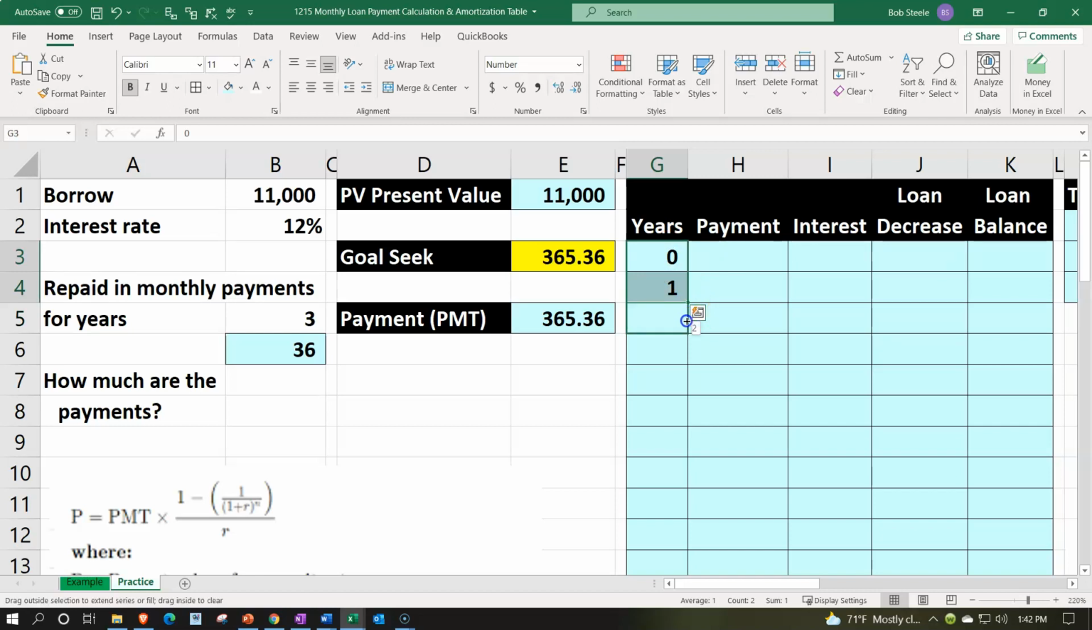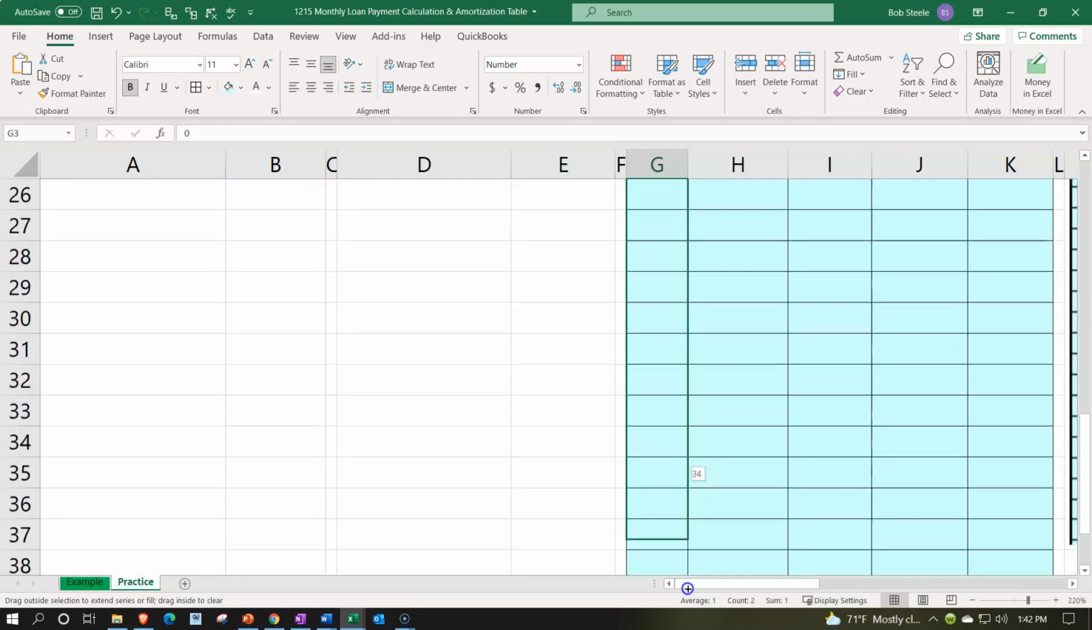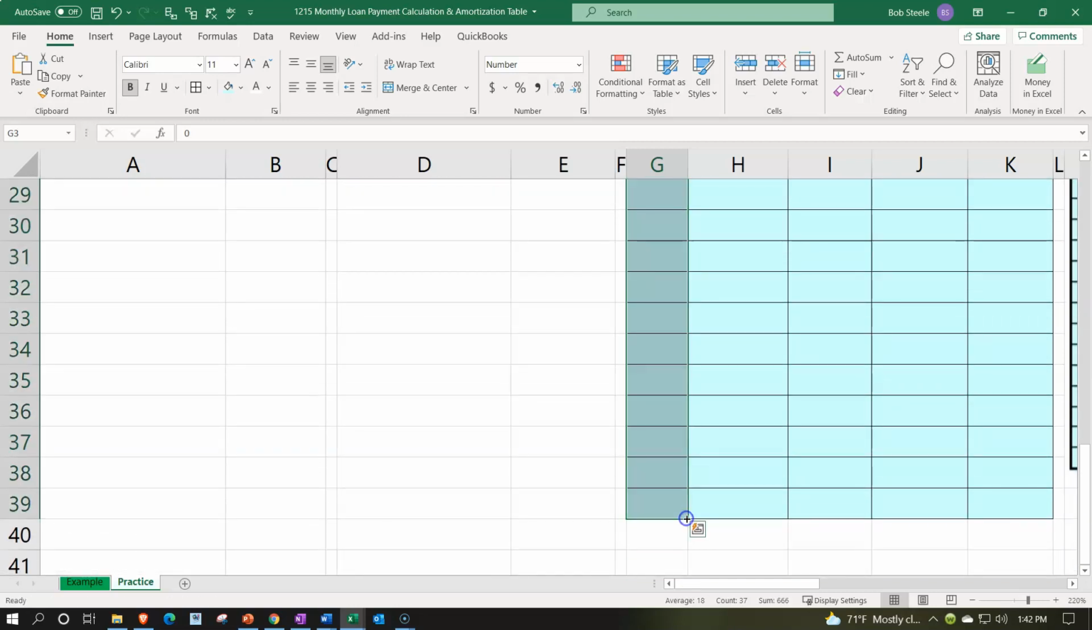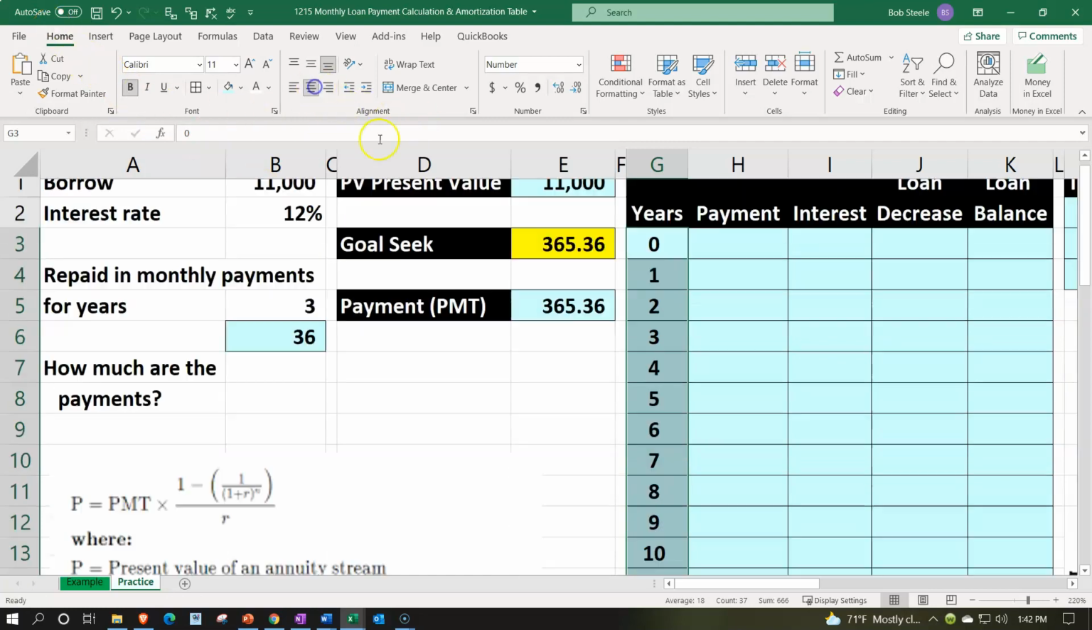You can do this for 360 months, which would be like a 30-year loan, and that's fine because you could just drag it down like this. That's what Excel's for. That's what Excel's here for. And then we can go to the Home tab, Alignment, and center it.